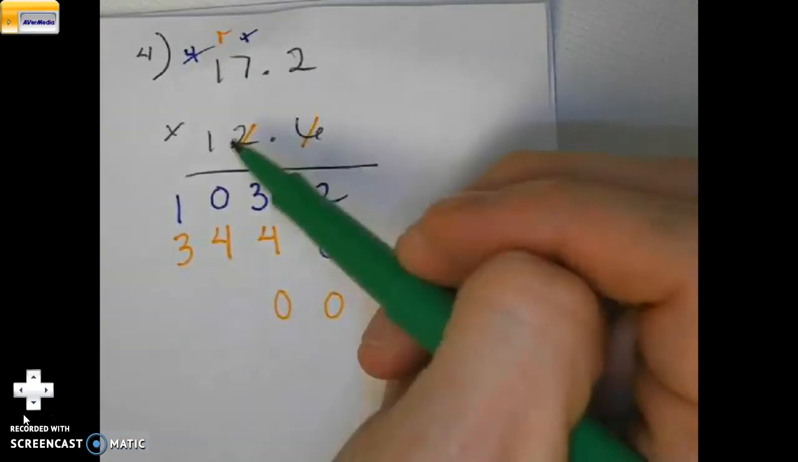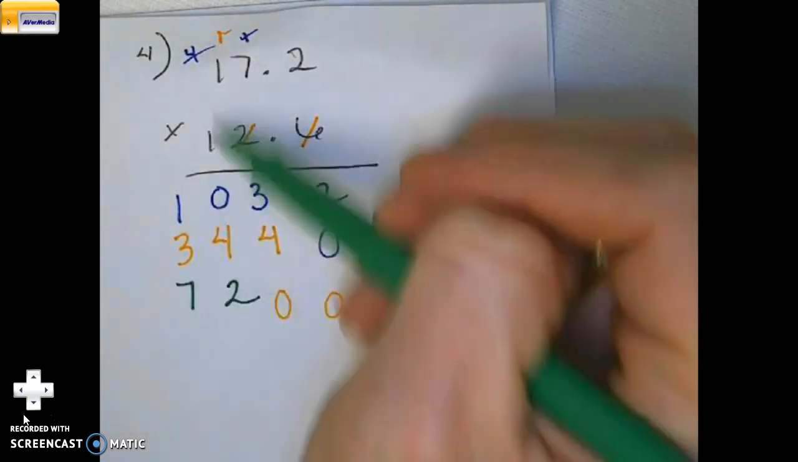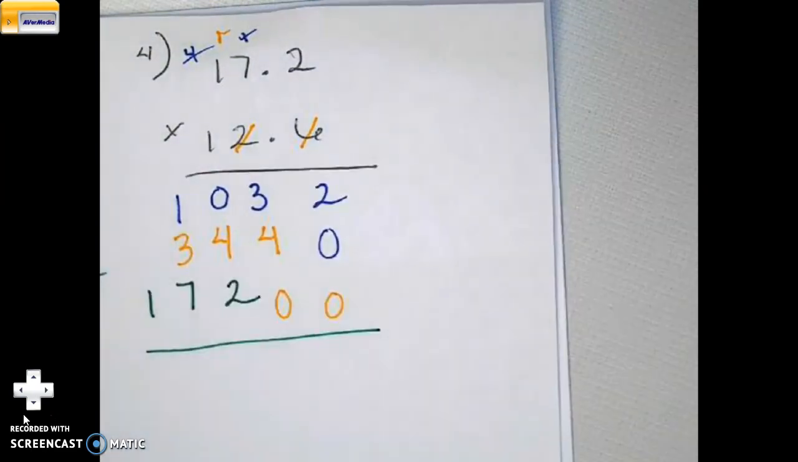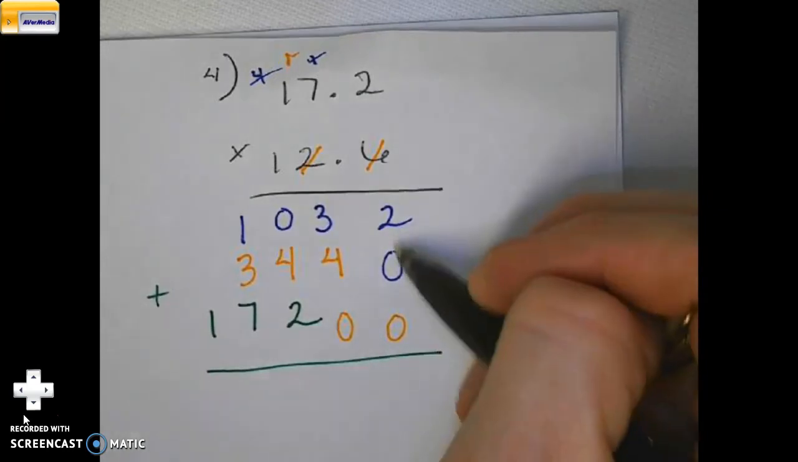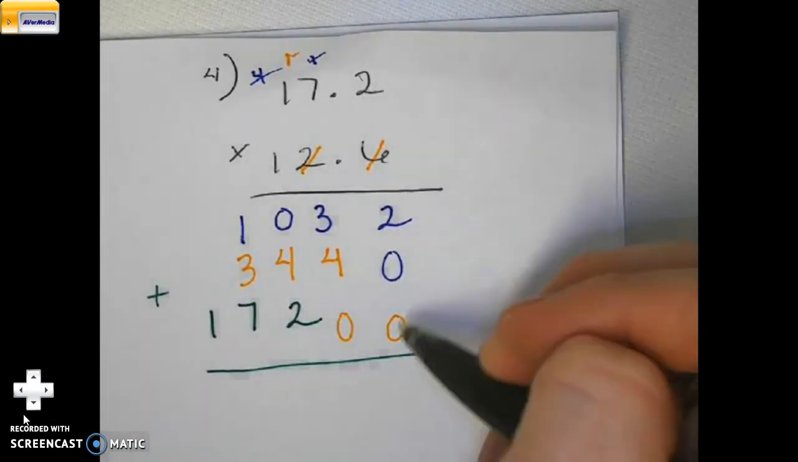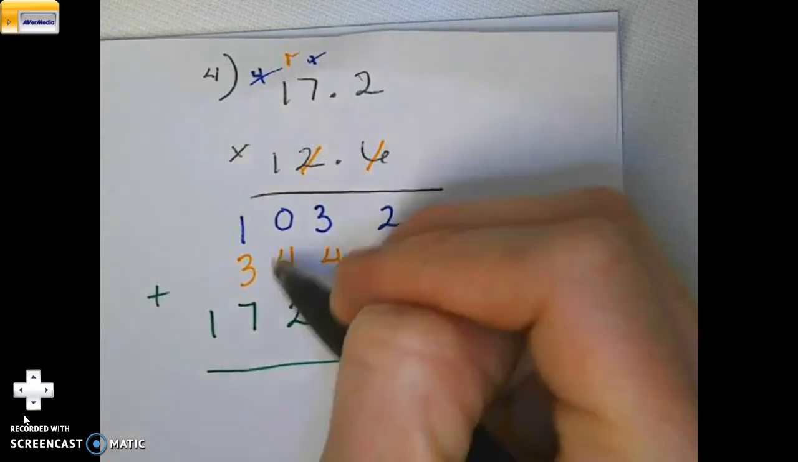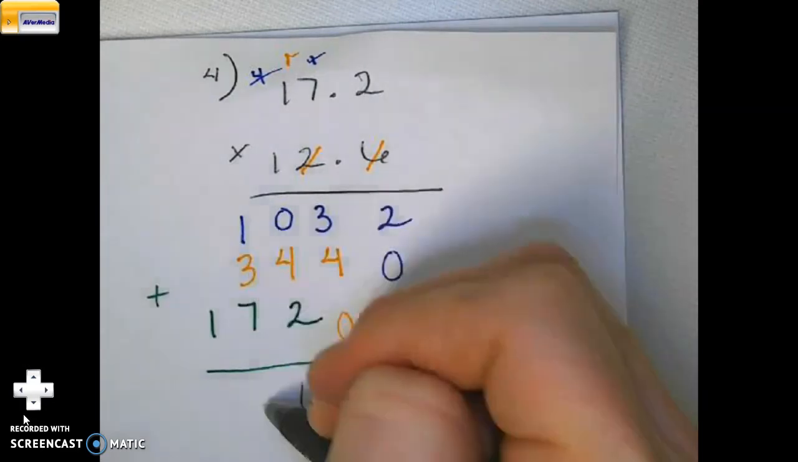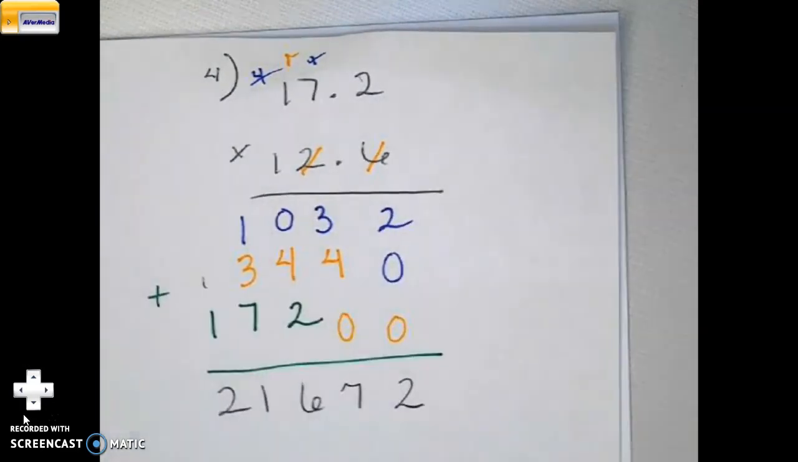Start with the 1. 1 and 2, 2. 1 times 7, 7. 1 times 1 is 1. Now I'm going to add all these up. So 2 plus 0 is 2. 3 and 4 is 7. 4 and 2 is 6. That's 10, 11. Carry my 1. 1 and 1 is 2. So that is my final answer for number 4.